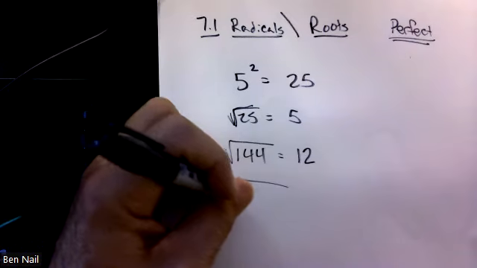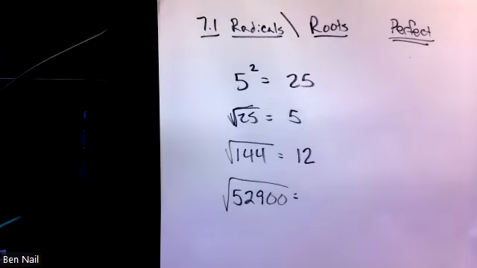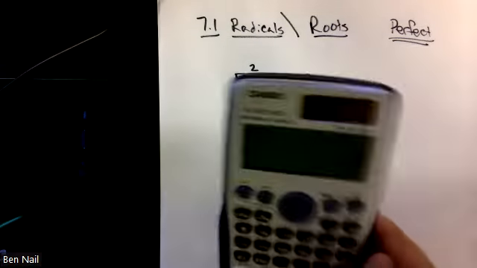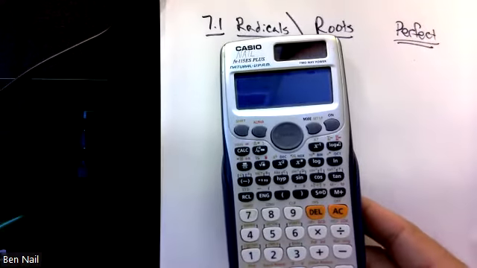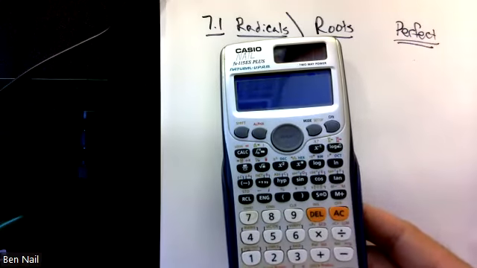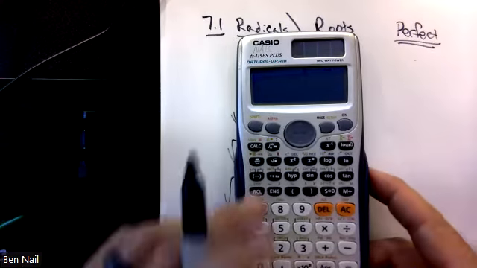For example, if they ask for the square root of 52,900, that's probably not something you just know right off the top of your head. The good news is your calculator will do radicals. I'm going to do my best to show you my calculator. Now, I understand that all calculators are different. You probably don't have the same one that I do, but just in case, you will have at least something similar. It'll behave in a similar fashion.